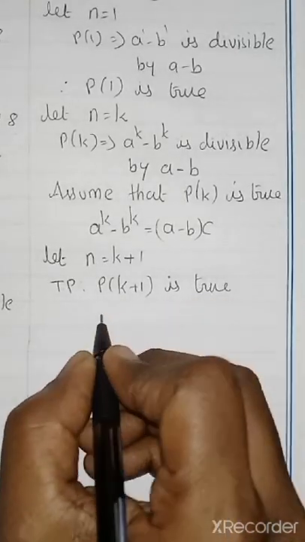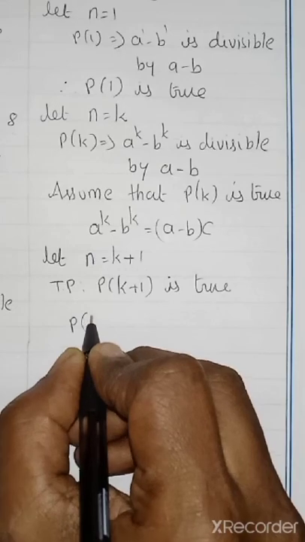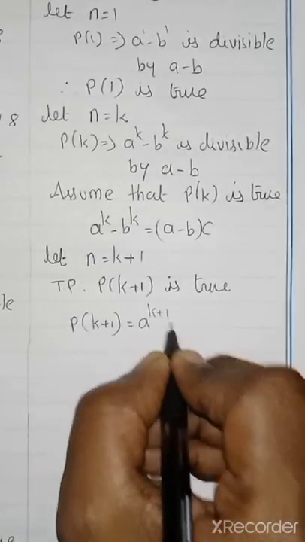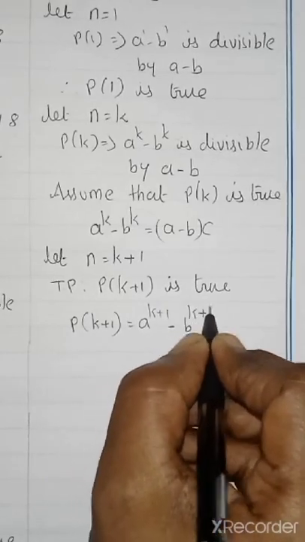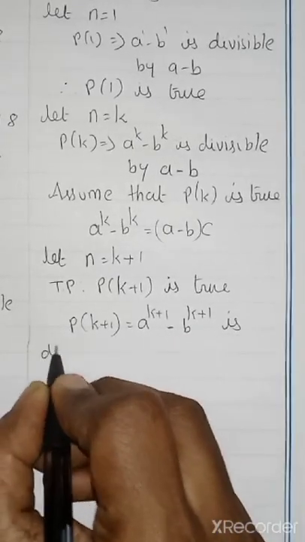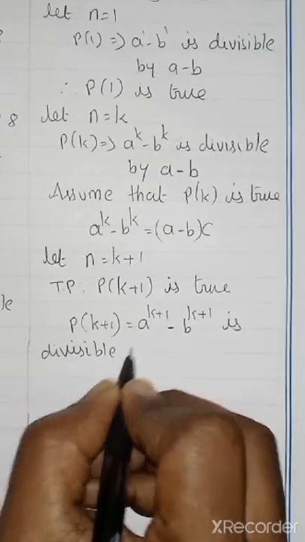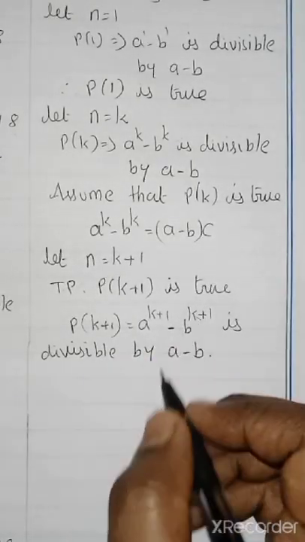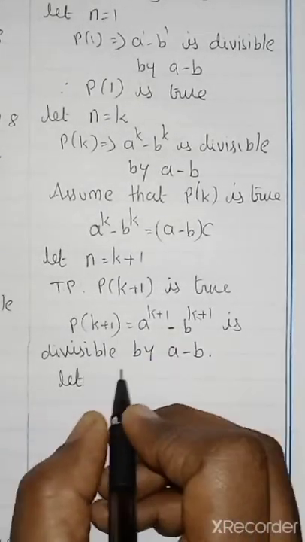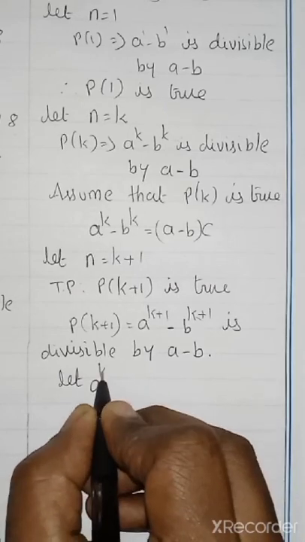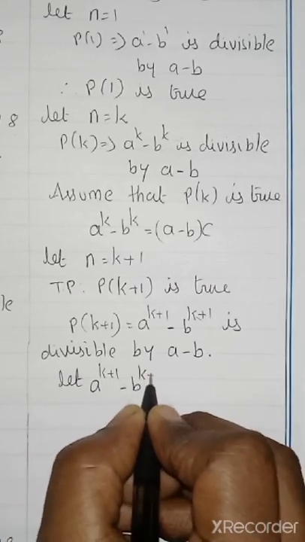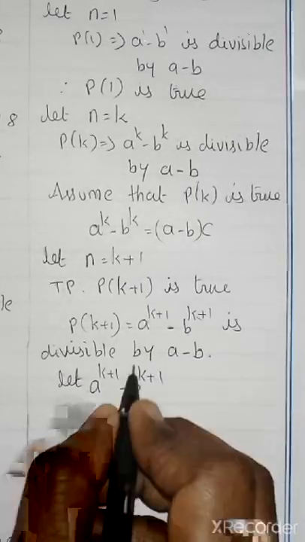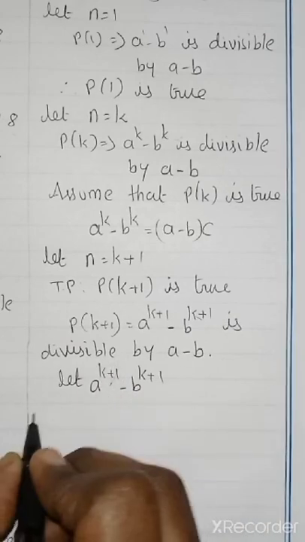Okay, so P of k, how can we write? P of k plus 1 is equal to a power k plus 1 minus b power k plus 1 is divisible by a minus b. Correct? This only we want to prove. So let us consider a power k plus 1 minus b power k plus 1. We have to do some manipulation over here, then only we can get the answer.